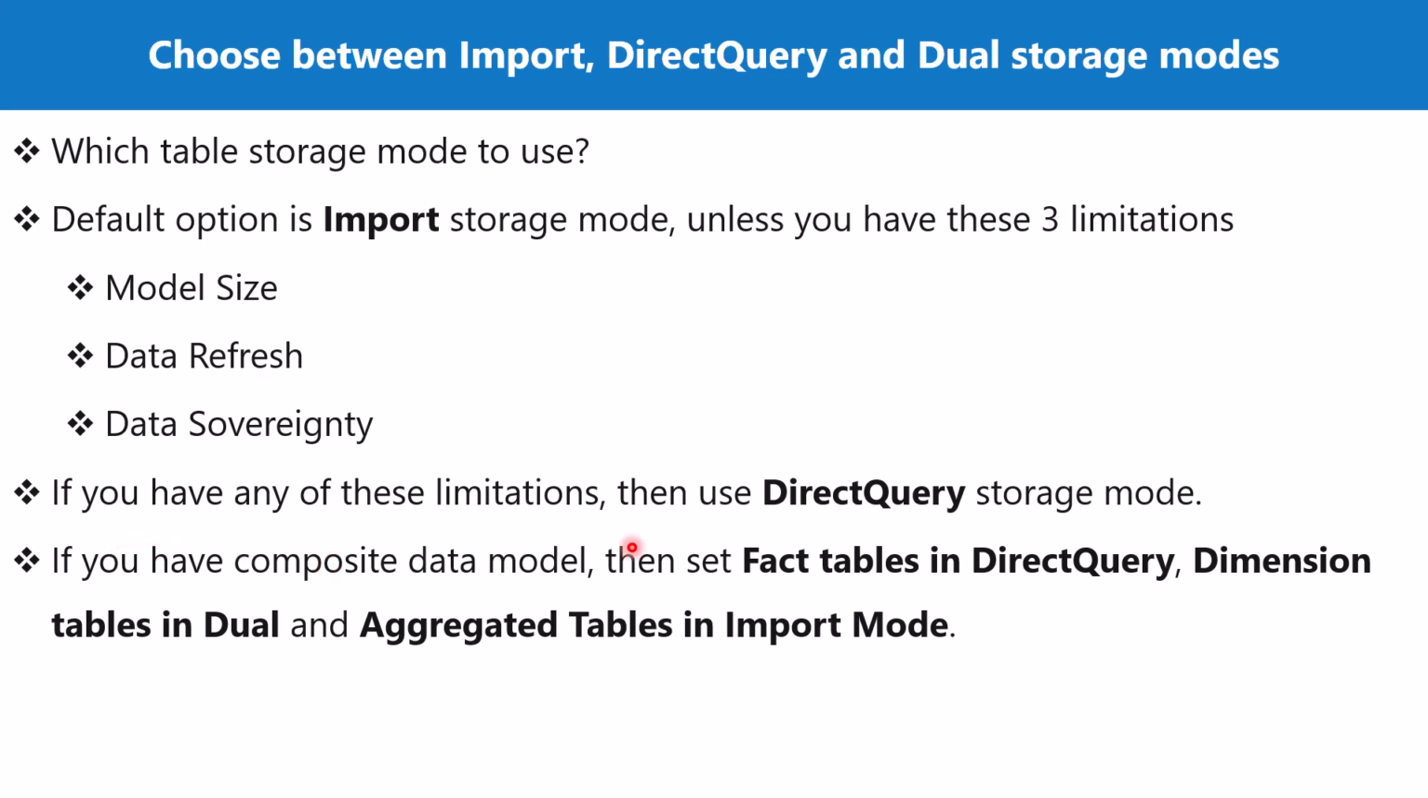There is a best practice followed in terms of query optimization: if you have a composite data model, then set the fact tables in DirectQuery storage mode, the dimension tables in dual storage mode, and there is another type of tables, which are the aggregated tables.